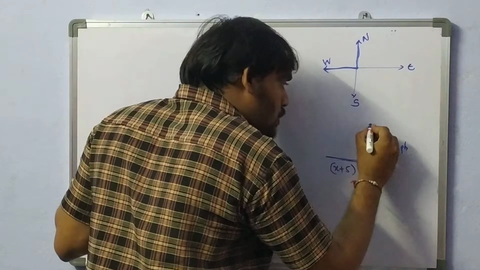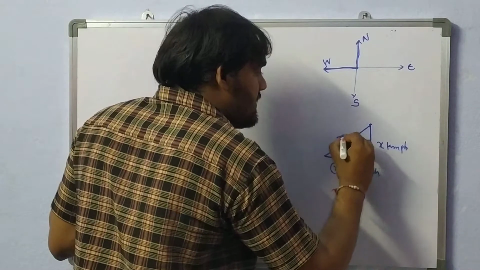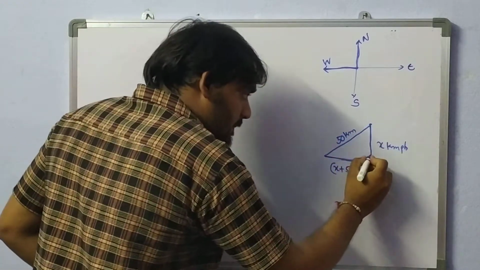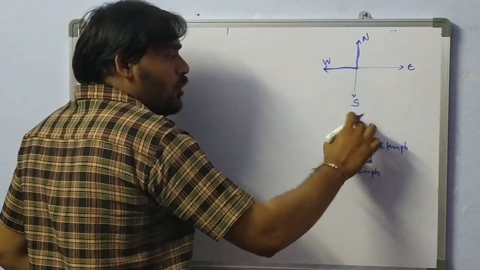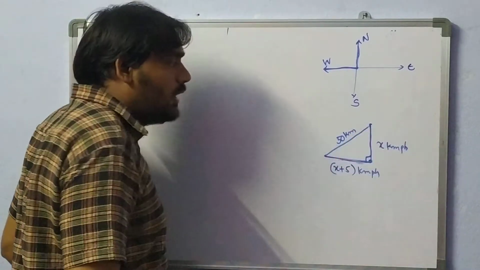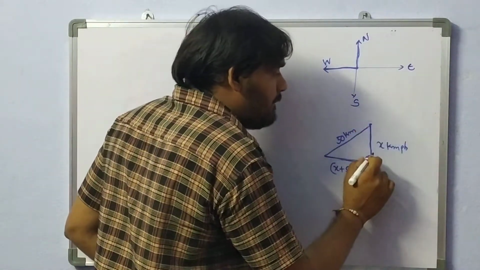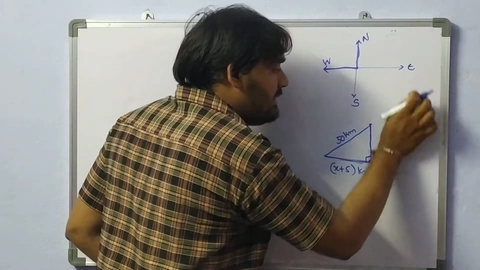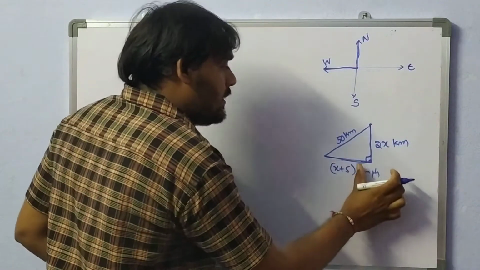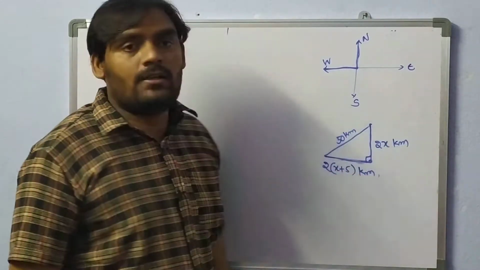See, after 2 hours, the distance between these two trains is 50 kilometers. It is in the form of a right angle triangle. It is the hypotenuse, it is 50 kilometers. Here the speeds are given, so we need to convert these also into kilometers. After 2 hours, the distance covered by the second train will be 2x kilometers. After 2 hours, the distance covered by the first train will be 2 into x plus 5 kilometers.